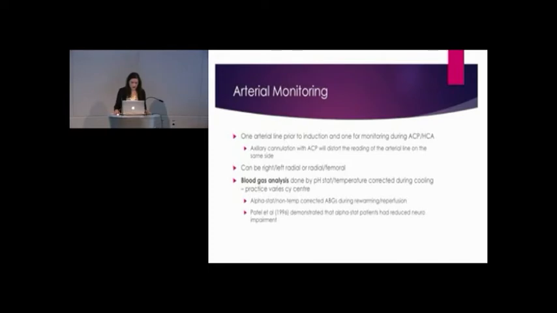And then in terms of blood gas analysis, this again varies by center, and unfortunately there is a lot of evidence in the literature that is conflicting. So the pH stat, or temperature corrected, is generally thought to be measured during cooling, and the alpha stat, or non-temperature corrected blood gases, are measured during rewarming and reperfusion. And there is some evidence that the alpha stat patients had reduced neurological impairment post.